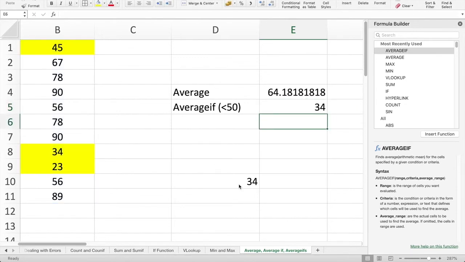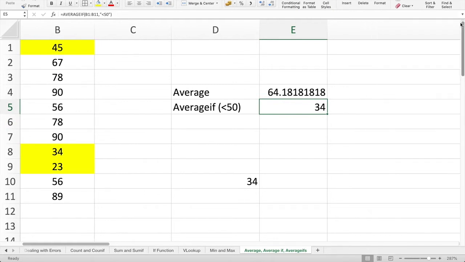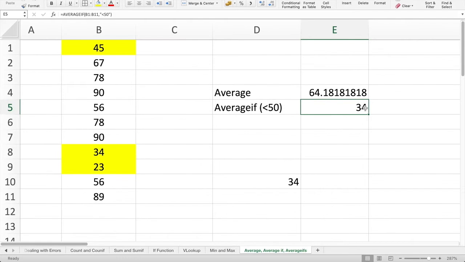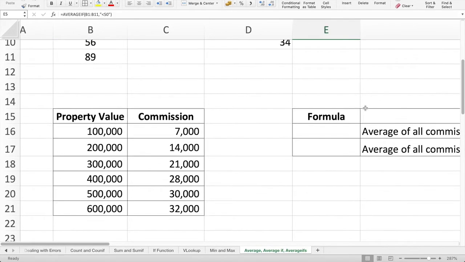Okay, 34, meaning we are correct. I hope you get it, my friends. That's the basic use of average and average if function. So another example, I also have here another example.